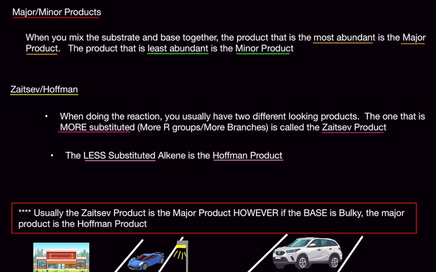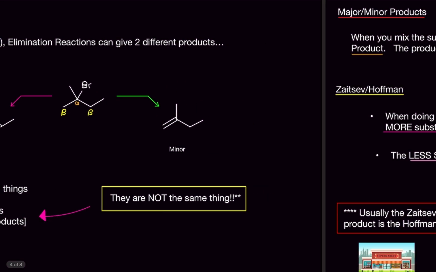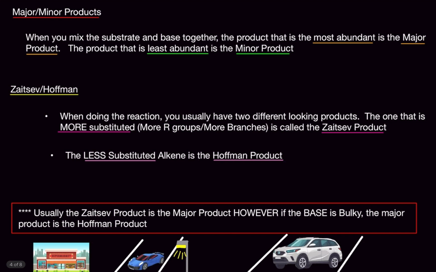The one that is least abundant is the minor product. So say now we look in the beaker, we reach into the beaker, you shouldn't do this, and you fish out the two different products. The one that has the most abundance, the one we made the most, is the major, and the one we made the least is the minor, okay? That is it. It has nothing to do with Zaitsev and Hofmann just yet, okay?